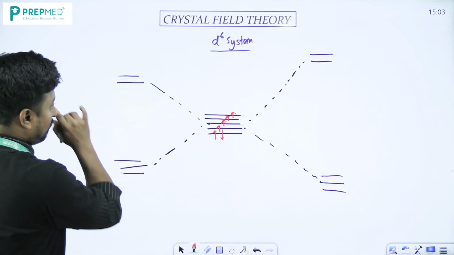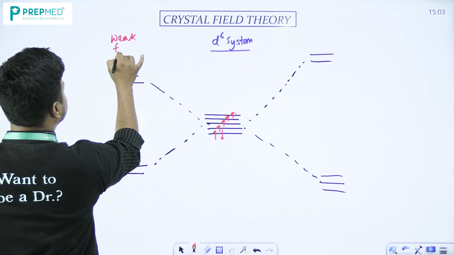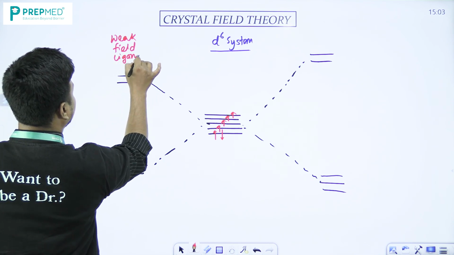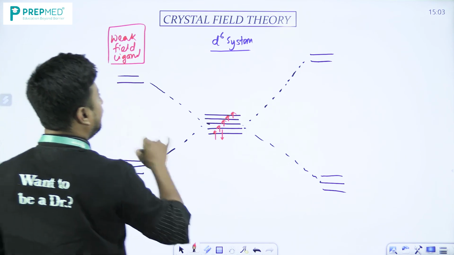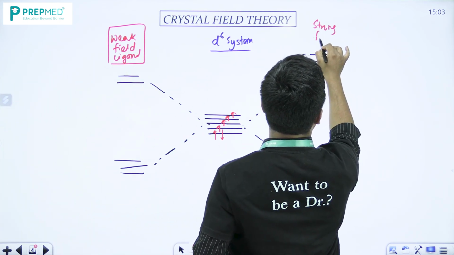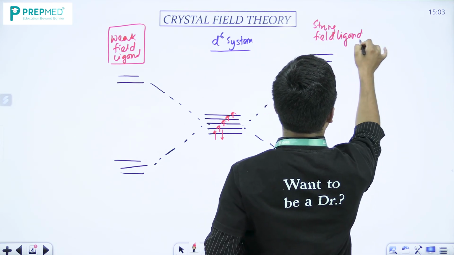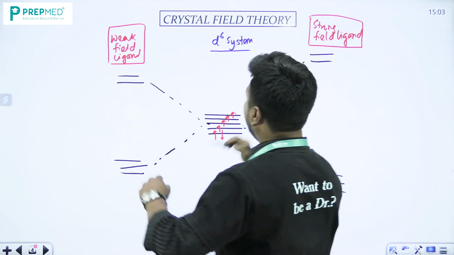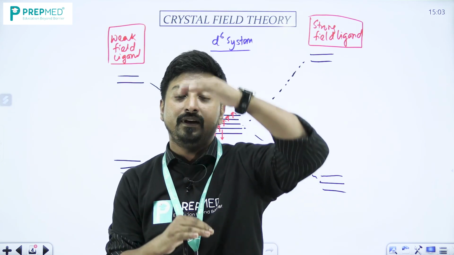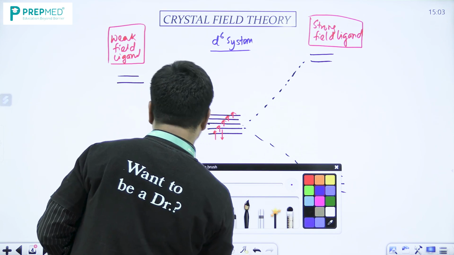Now this state where you have a weak field ligand, okay, there is a system with a weak field ligand, and in this system you have a strong field ligand. A weak field ligand weakly dissociates, giving a small gap, and for a strong field ligand the gap is very high. Let's put electrons here and see what happens.